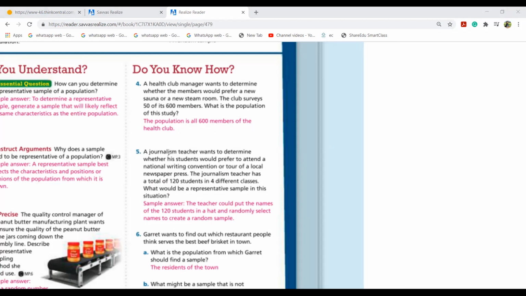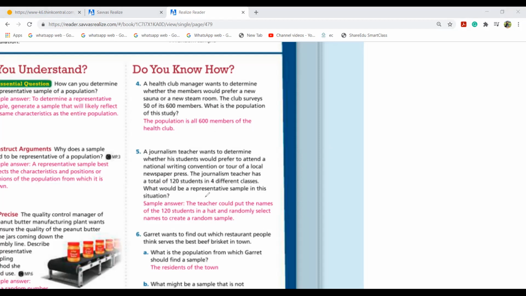Now, next question. A journalism teacher wants to determine whether his students would prefer to attend a national writing convention or tour a local newspaper press. The journalism teacher has a total of 120 students in 4 different classes. What would be the representative sample?